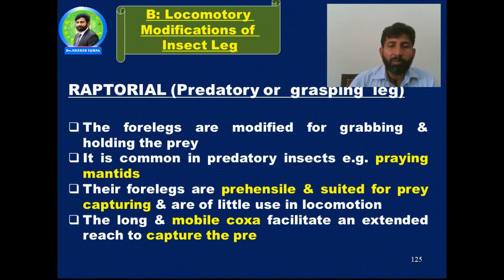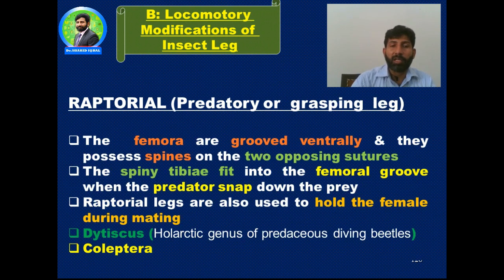The long and mobile coxa facilitates and extends the reach to capture the prey. This is the mobile coxa. The femora are grooved ventrally. The femora have a groove at the ventral position and possess spines on two opposing surfaces. The spiny tibia fits into the femoral grooves when the predator snaps down on the prey.